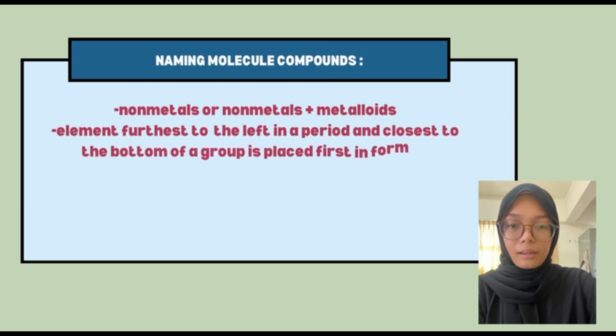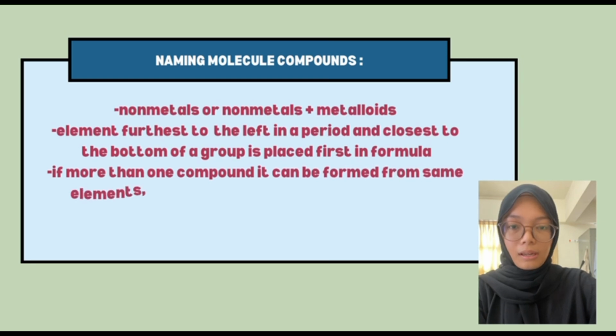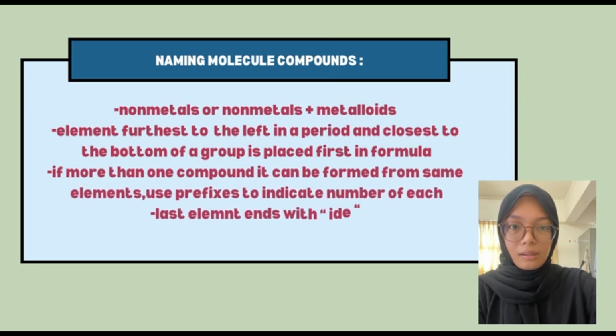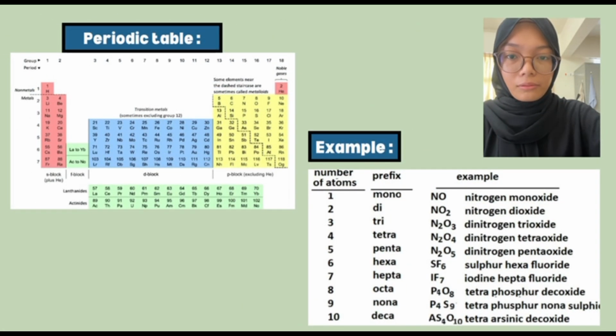The element that is farthest to the left in a period and closest to the bottom of the group is placed first. The last element ends with -ide. This is the periodic table that we can use, and this is an example of a molecular compound: mono, NO, nitrogen monoxide, and di, NO2, nitrogen dioxide.